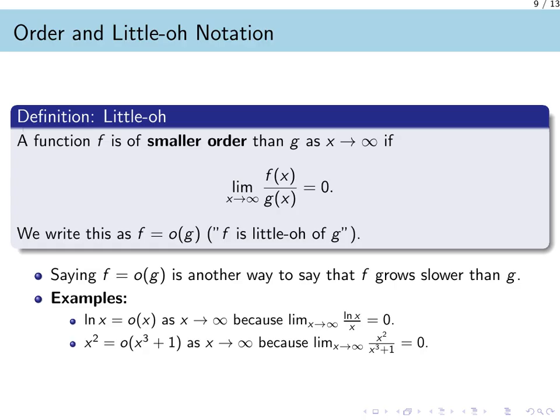For example, the natural log of x is little o of x because the limit of the fraction, the natural log of x over x, is 0. This confirms that the simple linear function x grows far more rapidly than the logarithmic function. So, when you see the expression f equals little o of g, remember it is a precise way of stating that f becomes insignificant compared to g for large enough values of x.